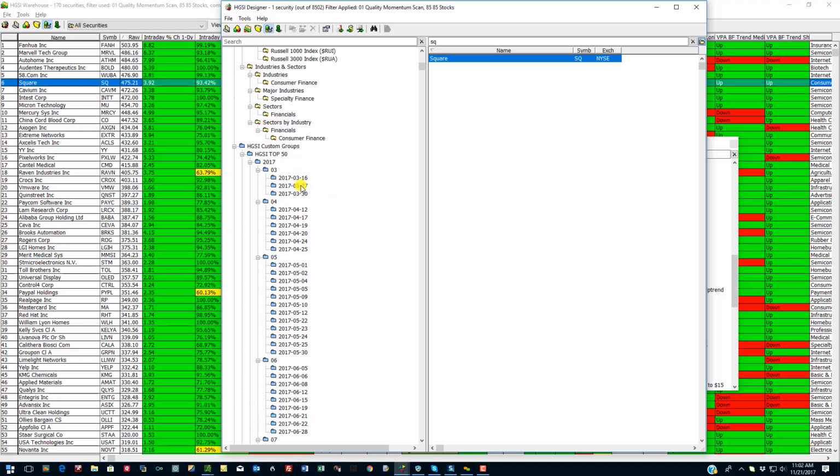It's fast. Anyway, these are all of the times that SQ has appeared in Matt's new Top 100 group.